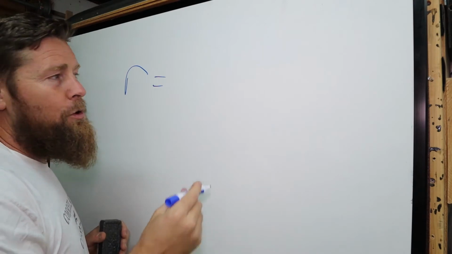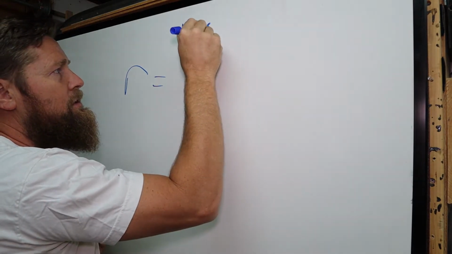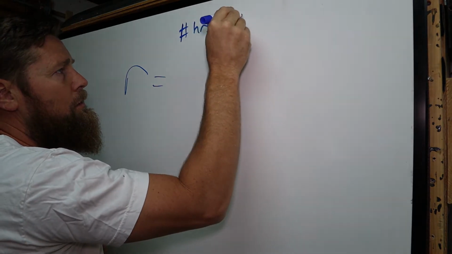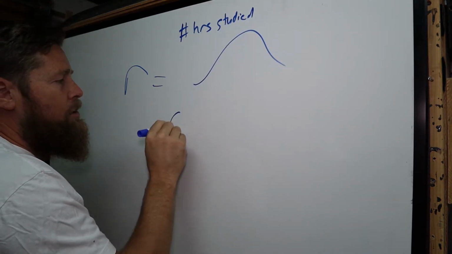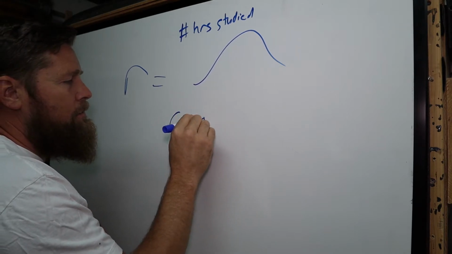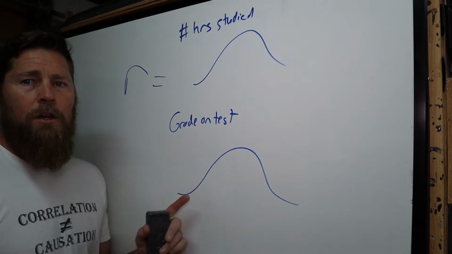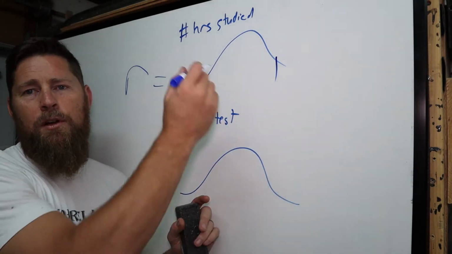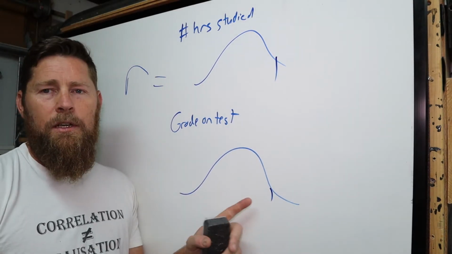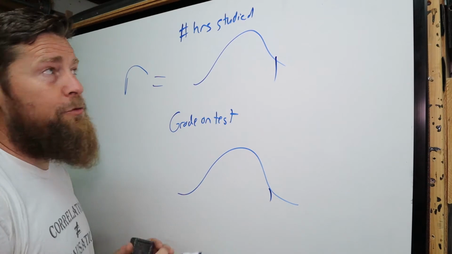So, a negative correlation. How about number of hours studied? That's this distribution. And grade on test. That's this distribution. Look, for the most part, if you're somebody who's studying more hours compared to all your peers, guess what your grade is? Probably here. But watch if I change this. This would be a positive correlation.